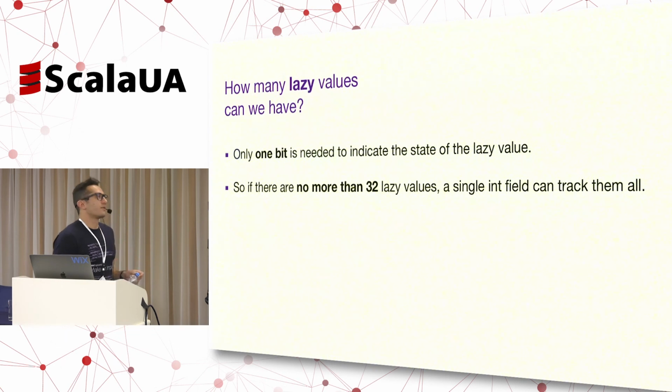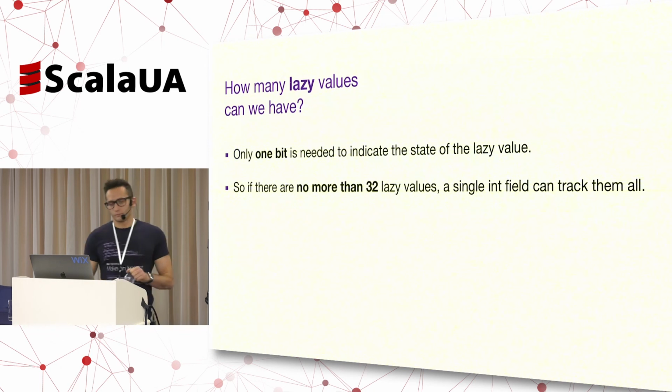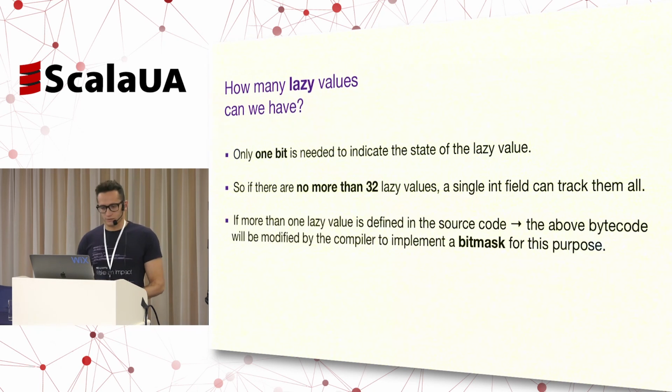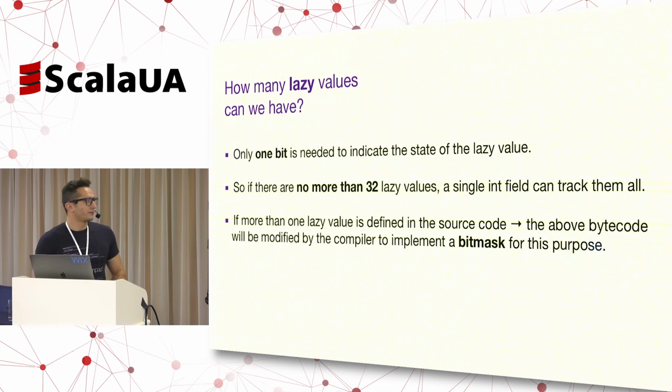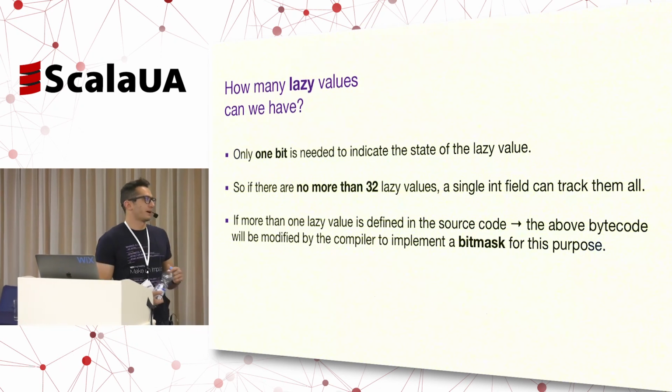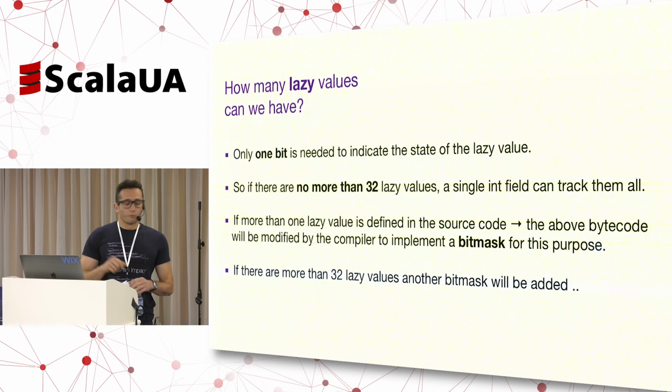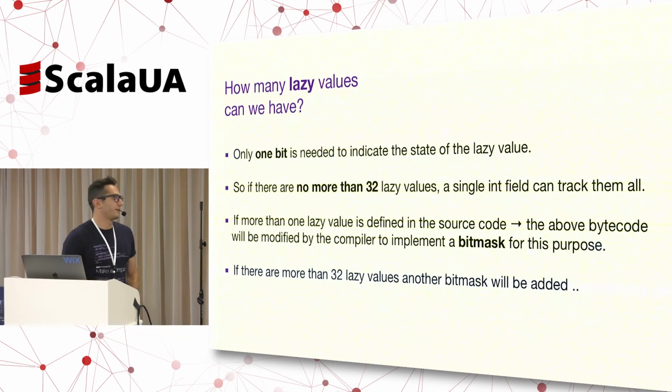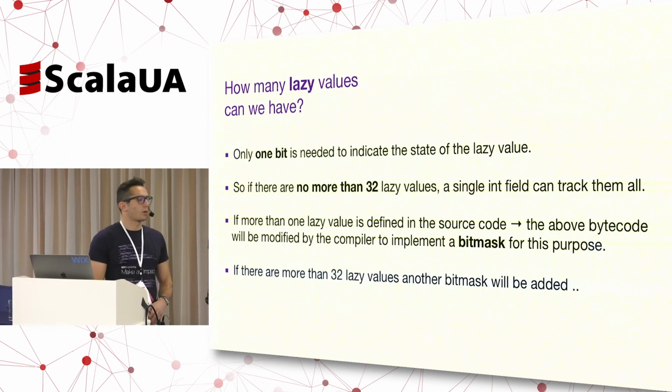So if there are no more than 32 lazy values, a single int field can track them all. An int has 32 bits, so we can track 32 lazy definitions. If more than one lazy value is defined in the source code, the above bytecode will be modified by the compiler to implement the bit mask. If there are more than 32 lazy values, another bit mask will be added, and so on.